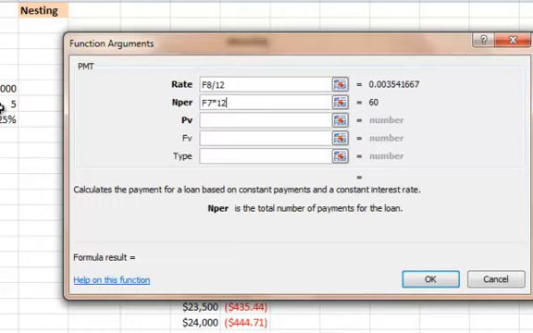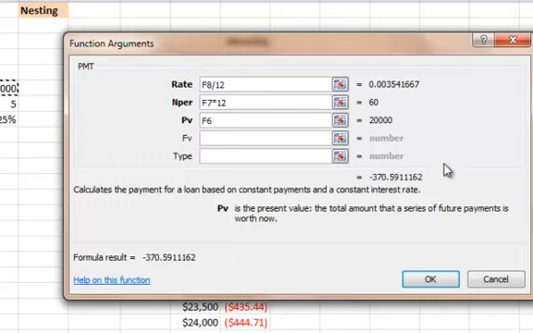Okay. And then the next one down, PV. PV stands for present value, and that's the total amount of the loan. So that would be this $20,000. Okay. And notice now that I've got all those filled in, it gave me an answer, $370 and some odd cents. Okay.